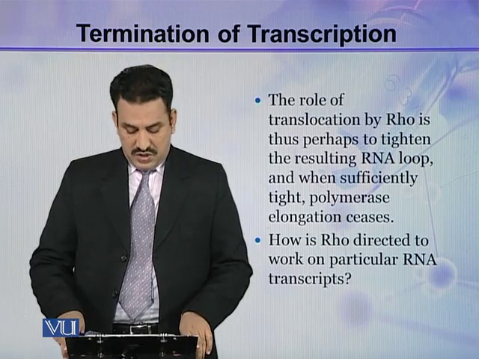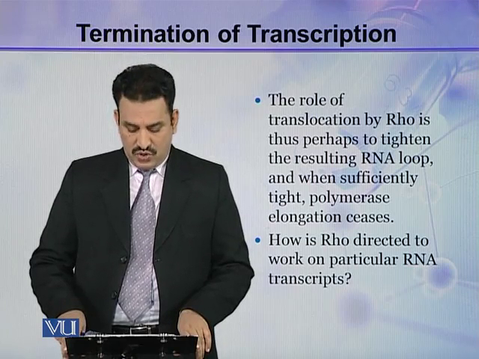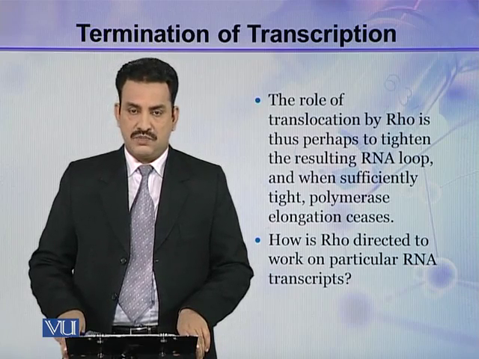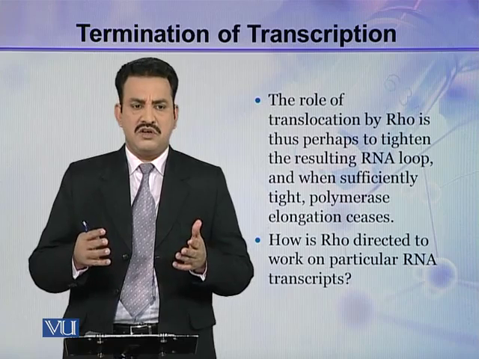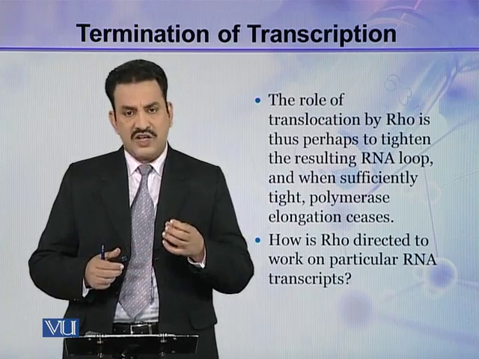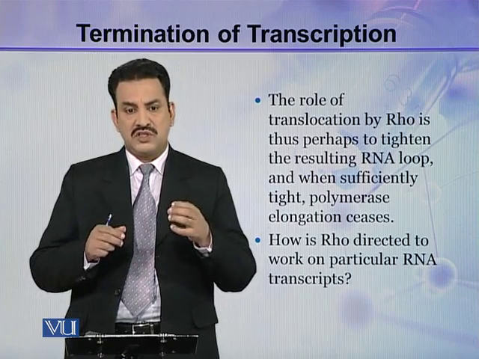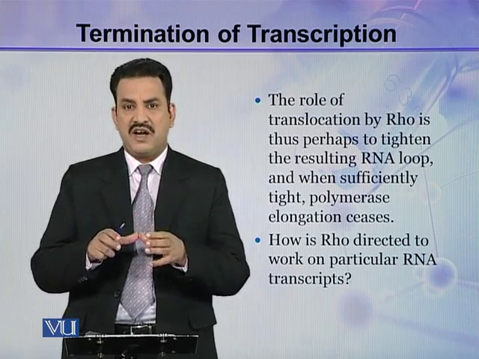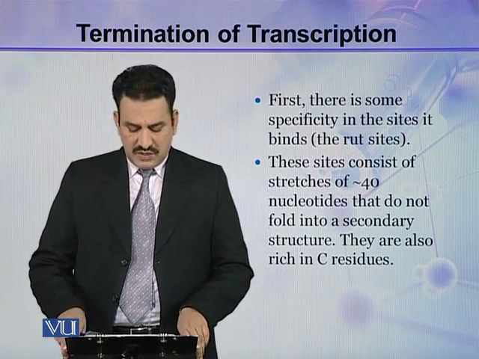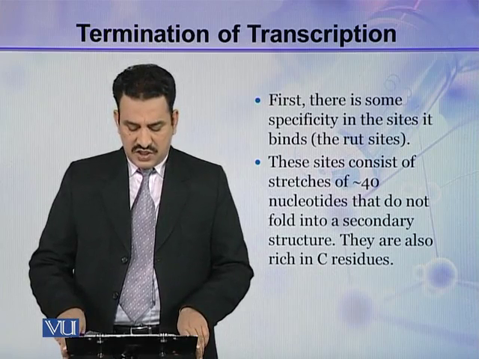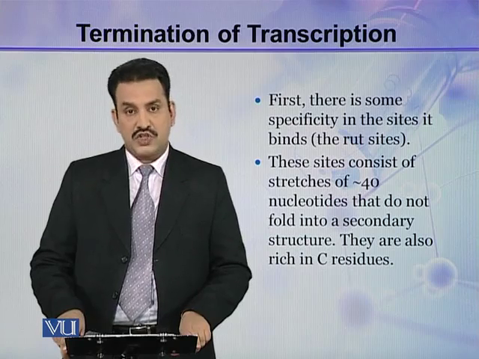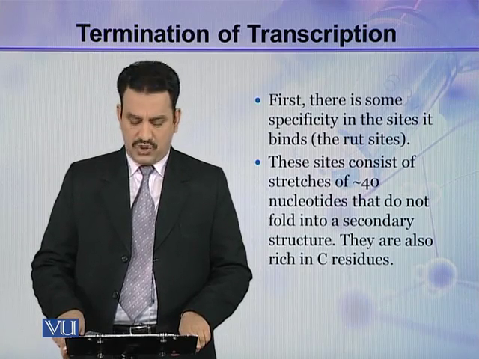Then how is Rho directed to work on a particular RNA transcript? Because there are many RNAs present in the cell, how will Rho only work on a particular or specific RNA transcript? First, there is some specificity in the sites it binds, that is the rut sites. They are specific for the binding of Rho.